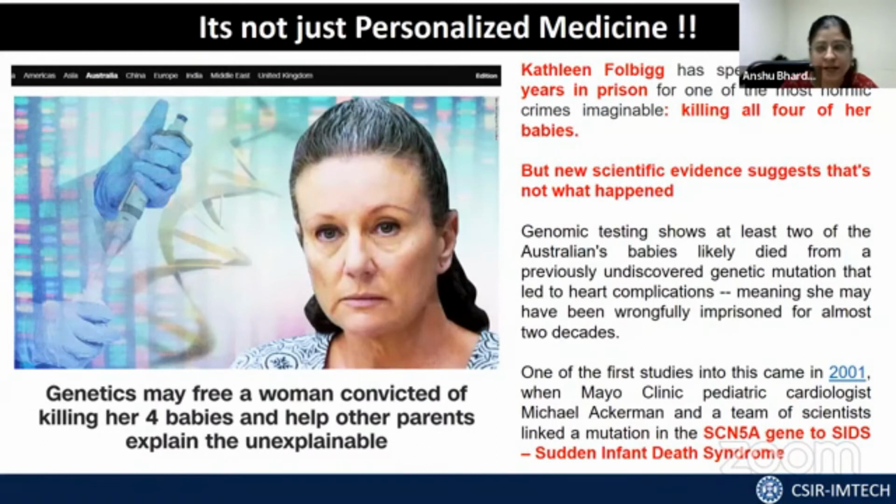Now, the problem was the scientific evidence. Mayo Clinic pediatric cardiologist Michael Ackerman and a team of scientists linked the death of these babies to a specific mutation which was leading to sudden infant death syndrome. So they could establish that this lady did not kill at least 2 of her babies. For the other 2, they required data from the father, which was not available. But the whole point is that, imagine, genetics actually freed this woman who was convicted of killing her 4 babies.